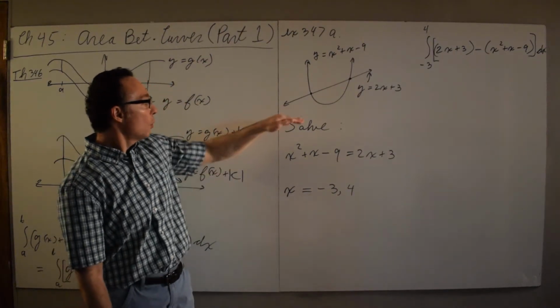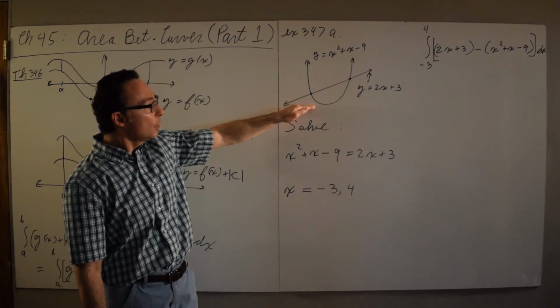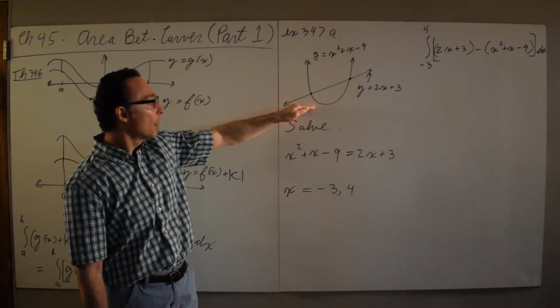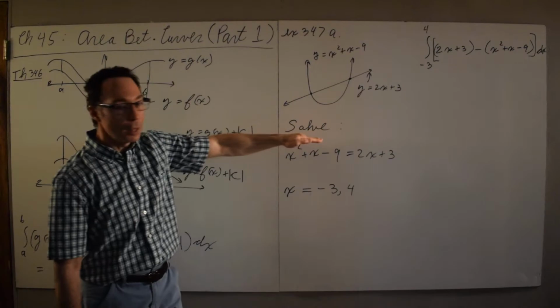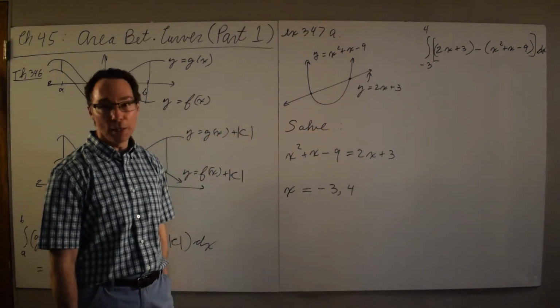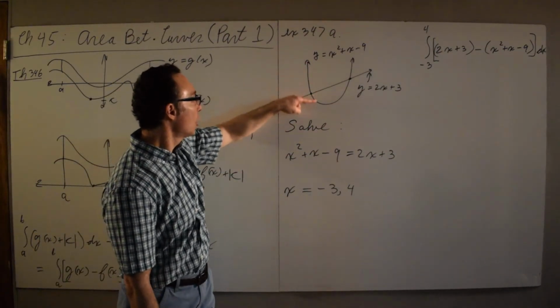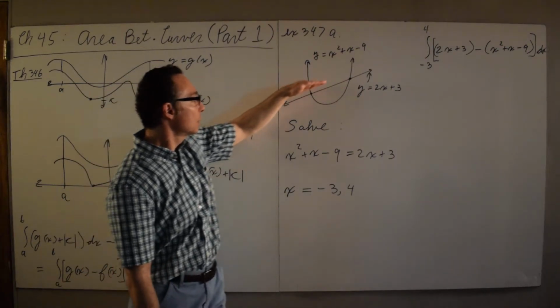So this is the only way that we can have a region bounded by these two curves. If the line came down here and missed the parabola, then we would not have a region bounded by these two curves. So we have a parabola that opens upward and a line with positive slope.